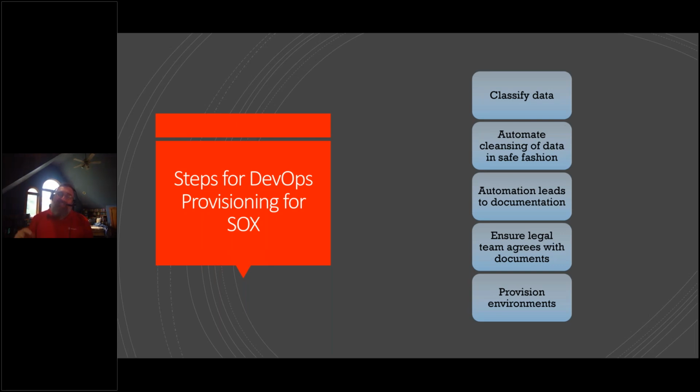Get them to walk through these things and ensure that they know what you're doing and how, so that they can sign off on it. And then finally, start doing your provisioning.